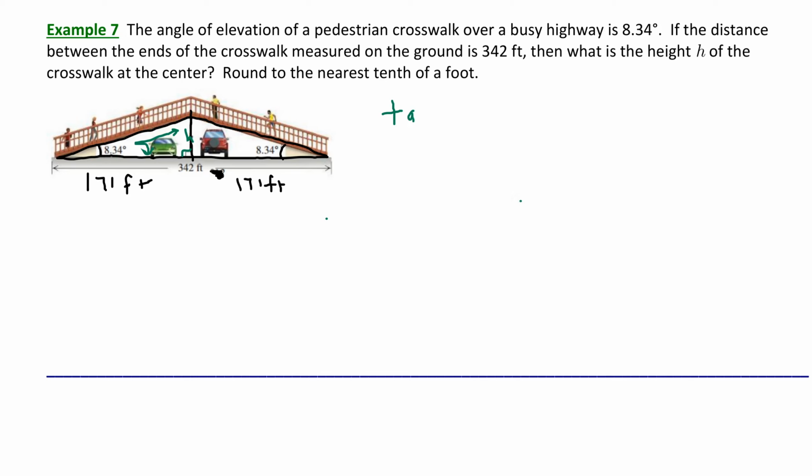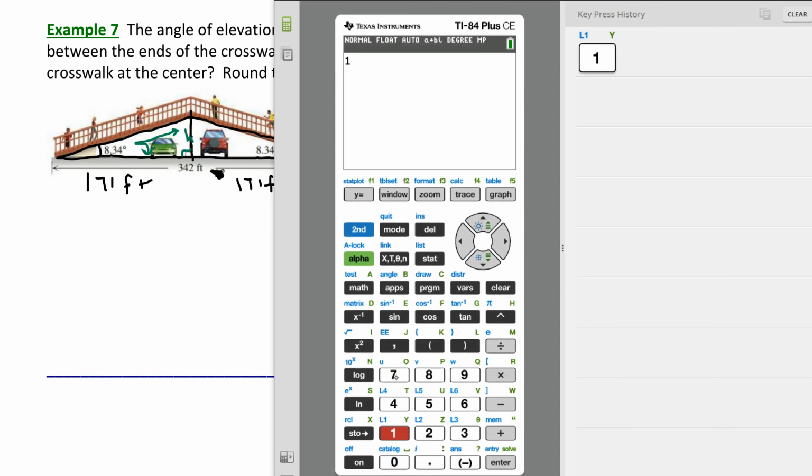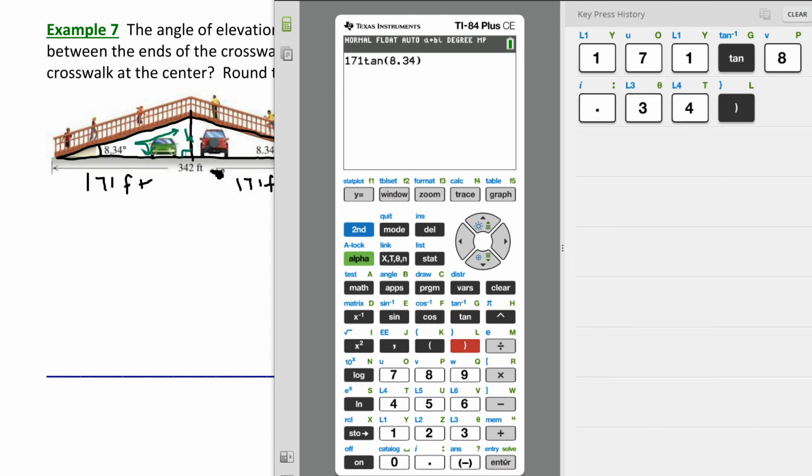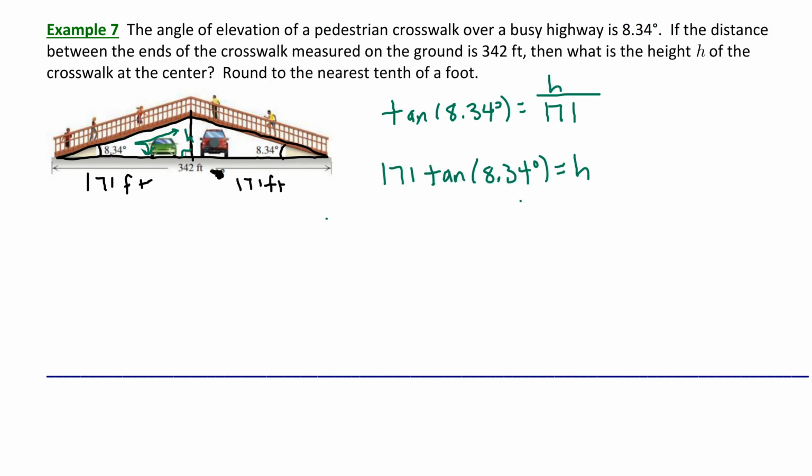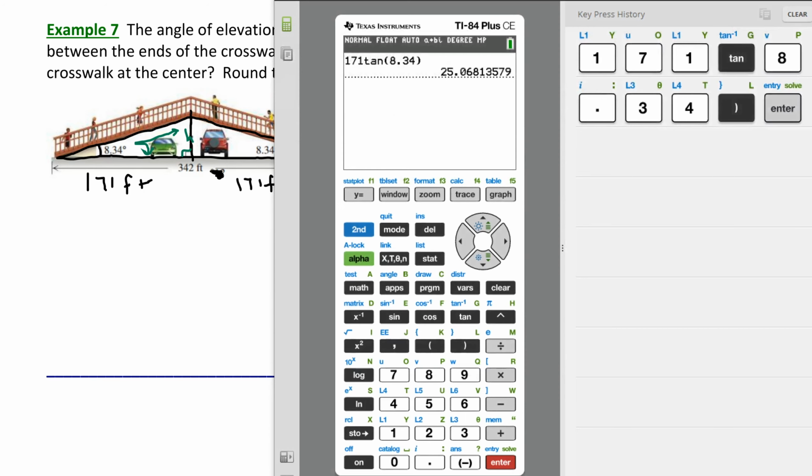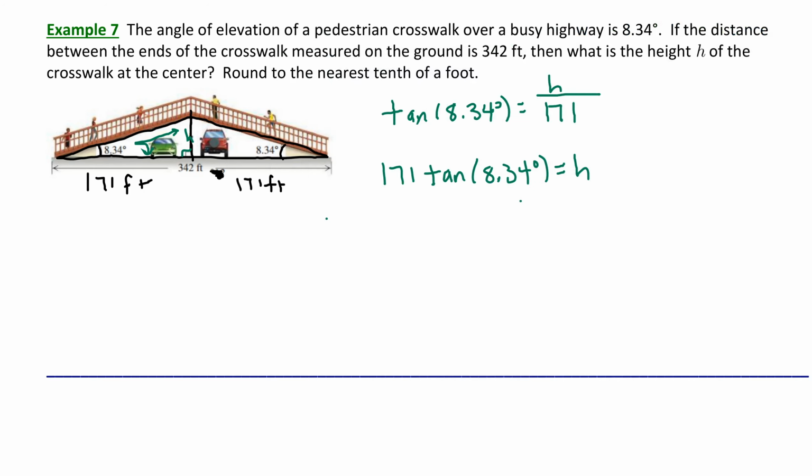TOA is tangent. So tangent of 8.34 degrees equals opposite side h over adjacent side 171. We can multiply both sides by 171, and that will give us h. Much easier than the last problem, right? Let's type that in. 171 times tangent of 8.34. My calculator is in degree mode. So the height of the crosswalk is 25.07. And we're going to round to the nearest tenth, so let's call that 25.1. The height is approximately 25.1.